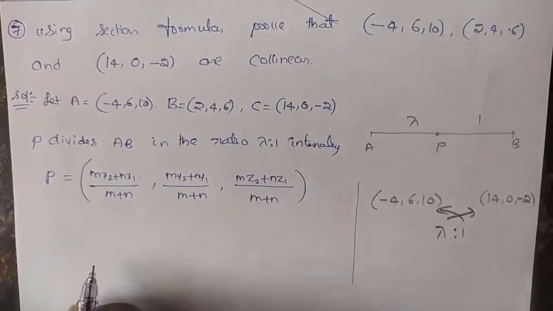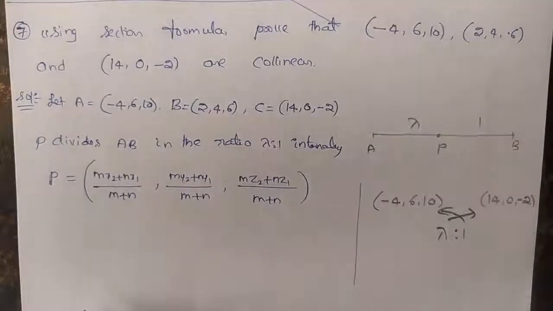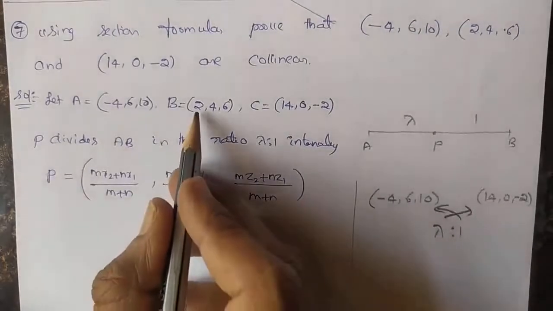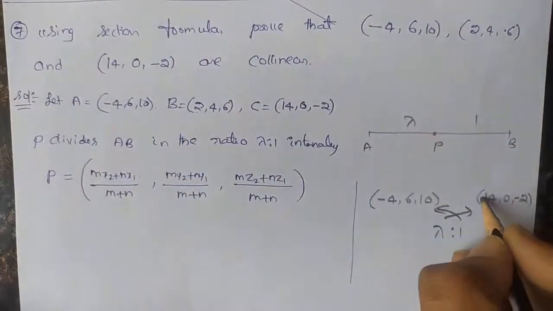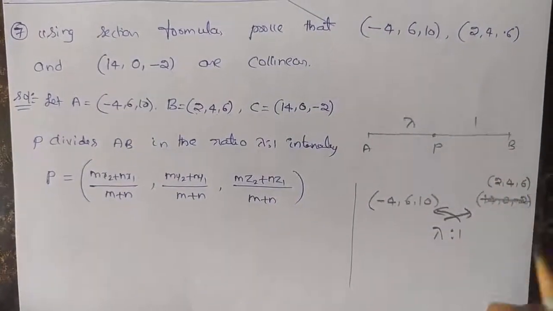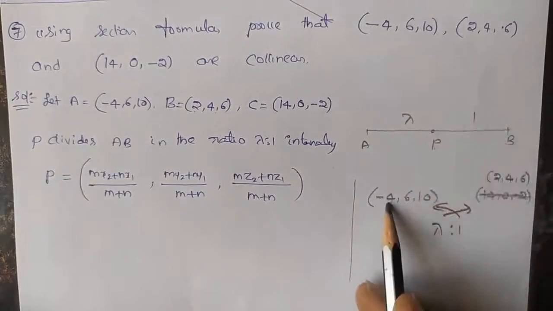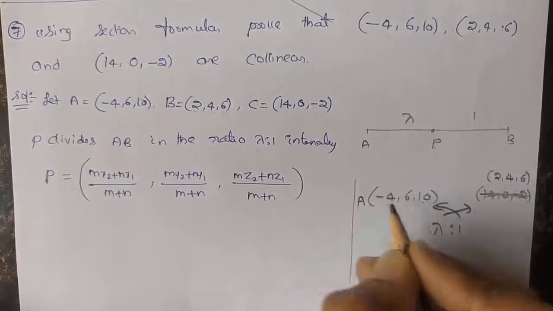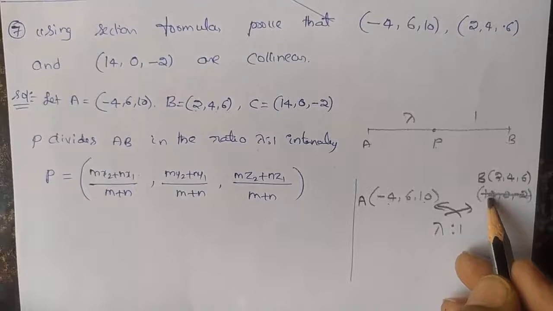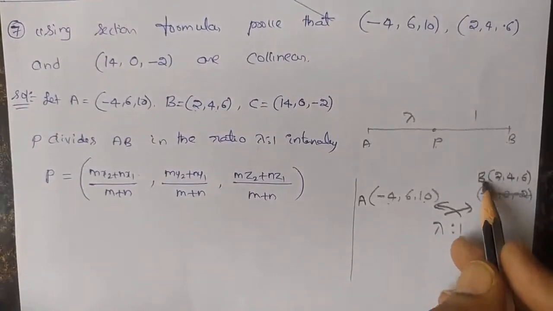14 into lambda is 14 lambda. Sorry, it is not the point B. We need to take the point B. Point B is what? 2, 4, 6. P divides AB in the ratio lambda is to 1. The point A is -4, 6, 10. The point B is 2, 4, 6. Here I had taken the point C. We should not take the point C. We need to take the point B only, right?